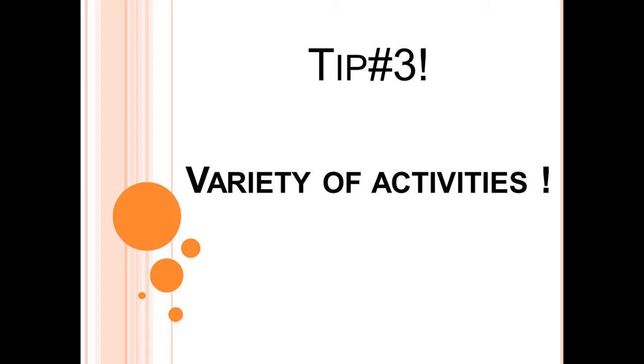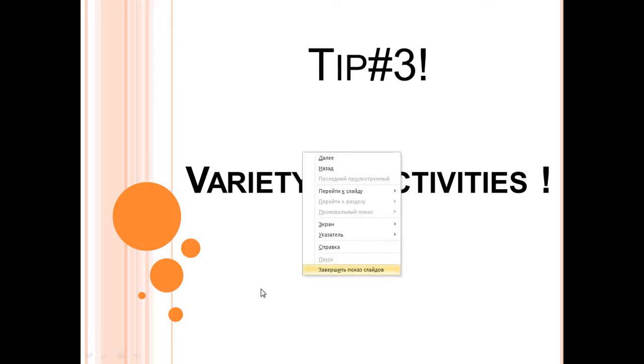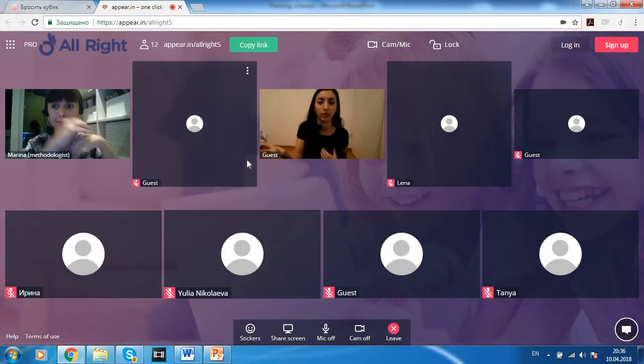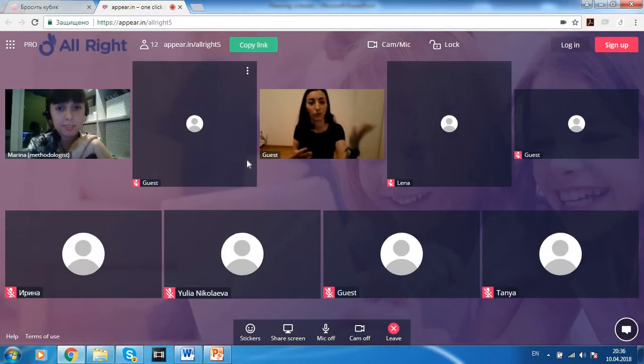For example, you start a lesson with a warm up, and you have a stirrer, so you move around. And after that, you can, for example, share your screen. You can show a picture and your student describes the picture.